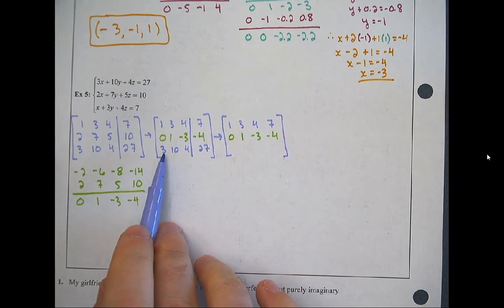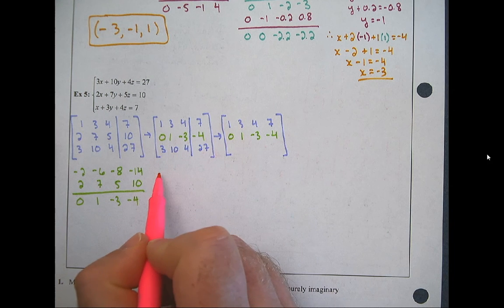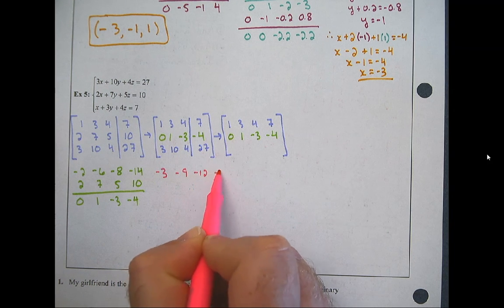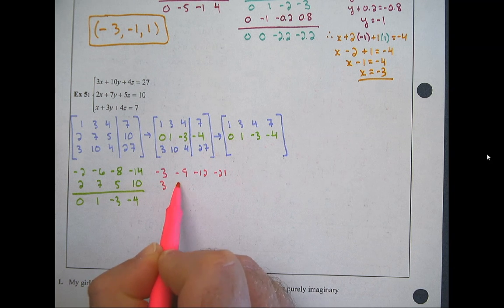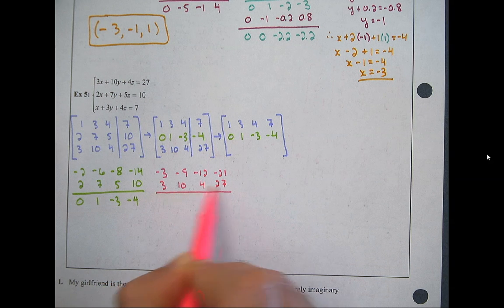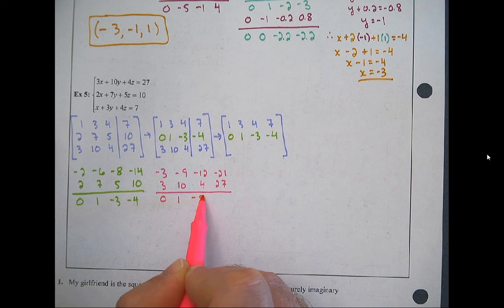So what could I use? I could use row 1 and times it by a negative. I'm going to take row 1 and times it by negative 3. That'd be negative 3, negative 9, negative 12, negative 21. Plus 3, 10, 4, 27. That adds up to 0, 1, negative 8, and 6.